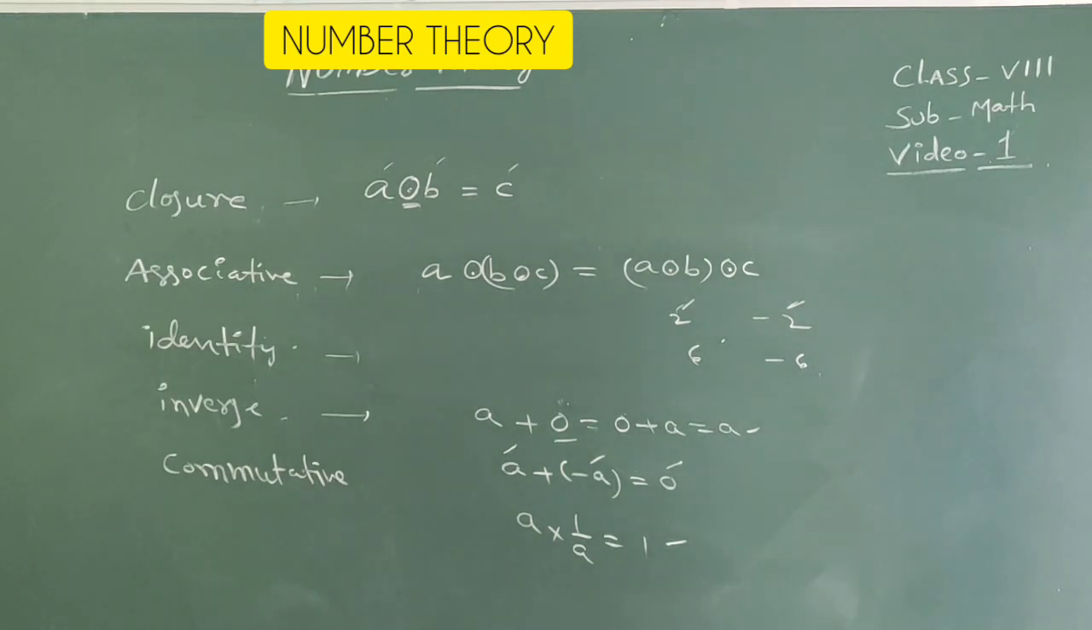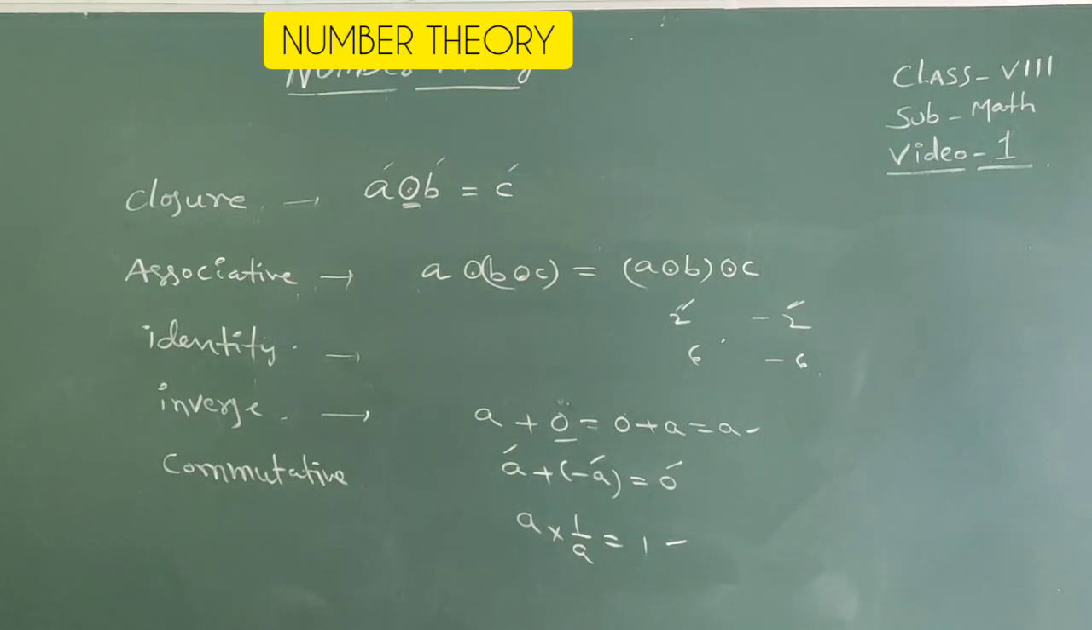Minus given means change it into plus. That is only its additive inverse. In case of multiplicative inverse, there is no change in its sign. 1 is given means 1 only is its multiplicative inverse. 2 is given means 1 by 2. 3 is given means 1 by 3.